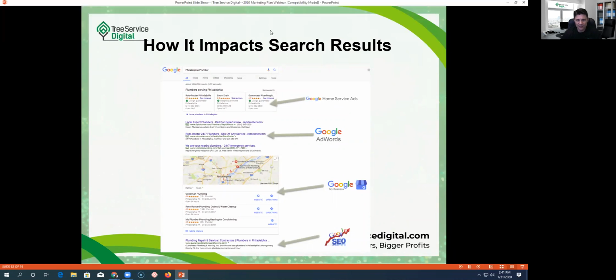And so that's how it impacts the search results. It's at the very, very top, Google Home Service ads. And then you've got the Google AdWords right below that. And then you've got the Google Maps. So it's really important to be in the maps. So make sure you're working on those 5-star reviews, because one of the ranking factors is definitely getting consistent Google reviews and then responding to those reviews. So if you get a 5-star review, go respond. Thank you so much for your business.